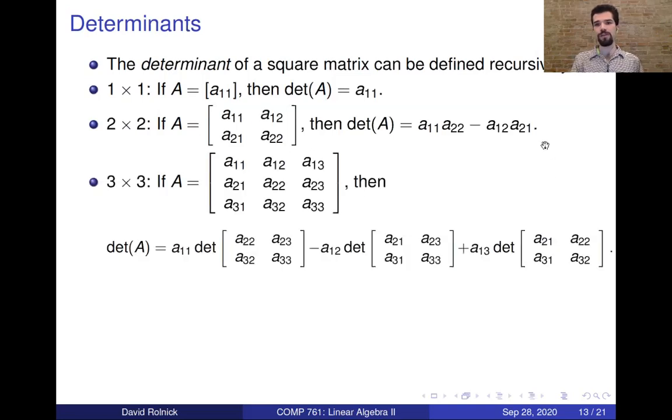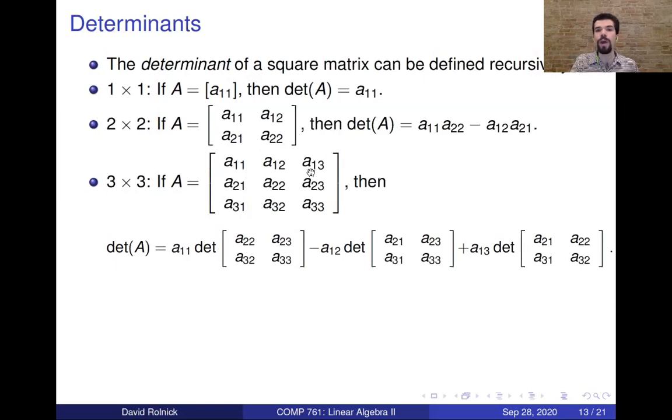If it's a 3-by-3 matrix, now it gets a little bit more thorny. You can do it recursively here. You take the first entry, A11, and multiply it by the determinant of the 2-by-2 submatrix formed by the second and third rows and columns. Why the second and third? Because you cut out the first row and first column, which is where A11 is. That's not all of the determinant. You also subtract A12 times the determinant of what happens if you kill the first row and the second column.